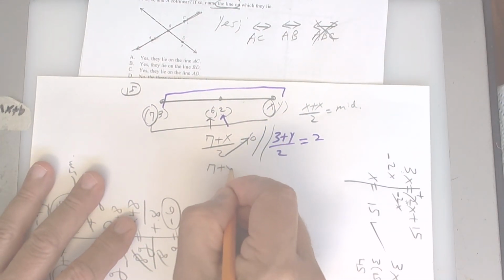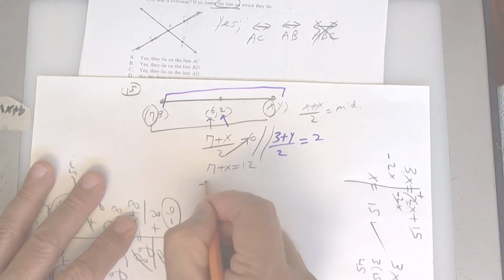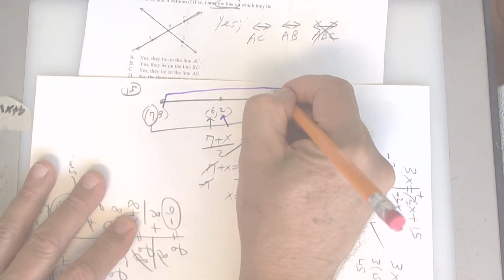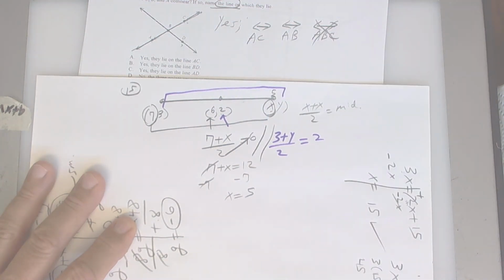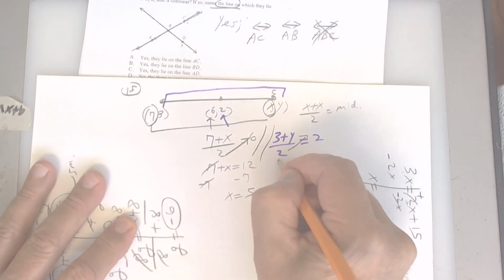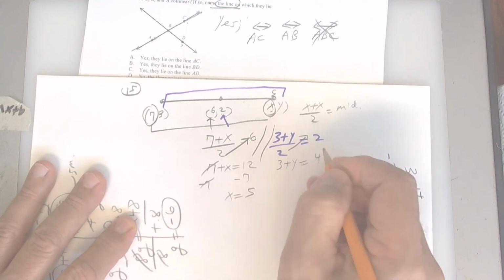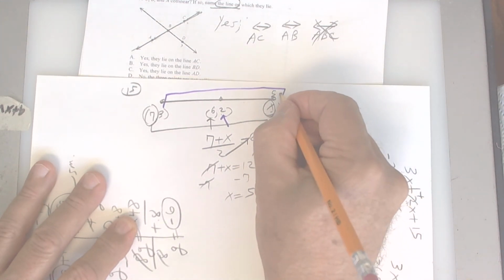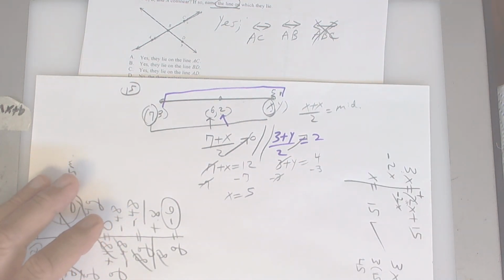Memorize this, rework it. Now I'm going to do 2 times 6 is 12. So 7 plus x is equal to 12. I'm going to subtract 7 and get x equals 5. So this is 5 right here. And then this one is 2 times 2 is 4. So 3 plus y equals 4. I'm going to subtract 3 and get 1. So the point is 5 and 1.